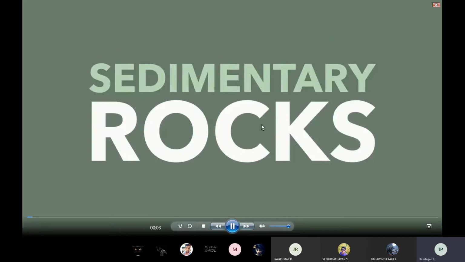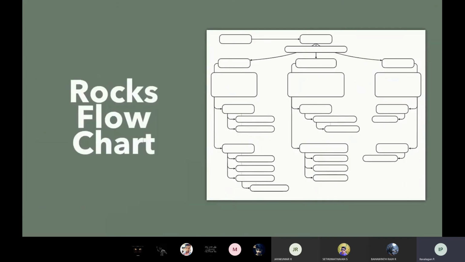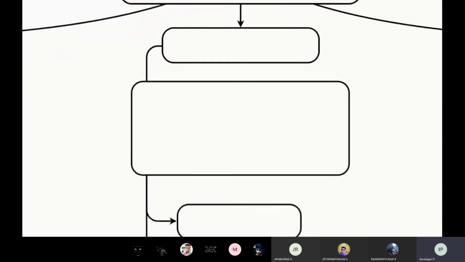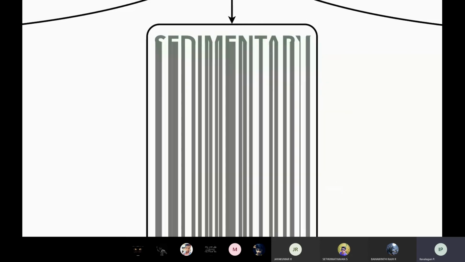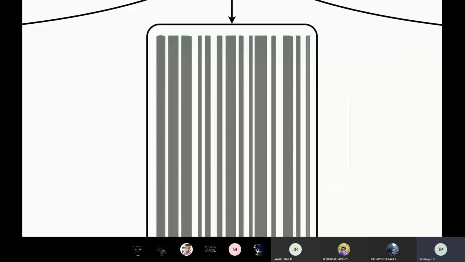Please make sure to have your rocks flowchart ready, as we're going to be filling in another portion of it today. Let's get started. Of course, as I mentioned, we're talking about sedimentary rocks, the second variety of rocks in our rocks chapter. Please recall that rocks are classified according to the way in which they formed. So, for example, igneous rocks form from the cooling and solidification of magma or lava. Now, sedimentary rocks form in an entirely different way, which I'd like to describe now.